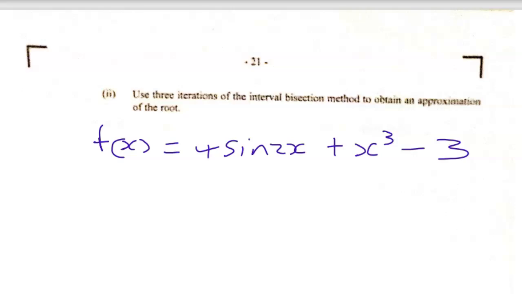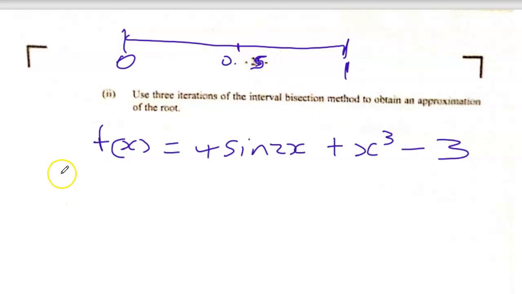Now remember, we found already that the root is between 0 and 1. So we're going to use 0.5 as an approximation, the midpoint of 0 and 1. So we're going to find f of 0.5.